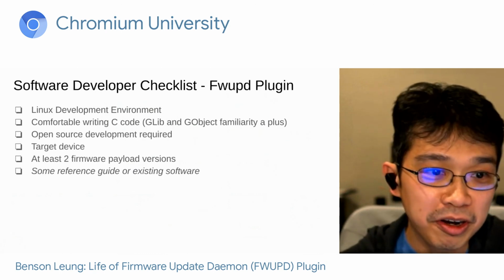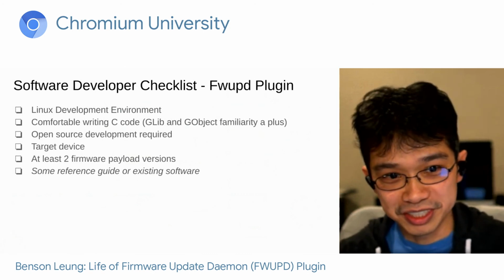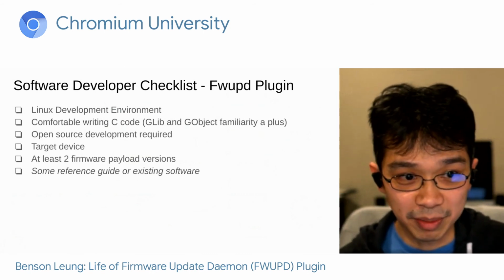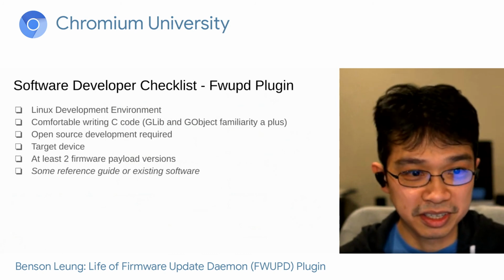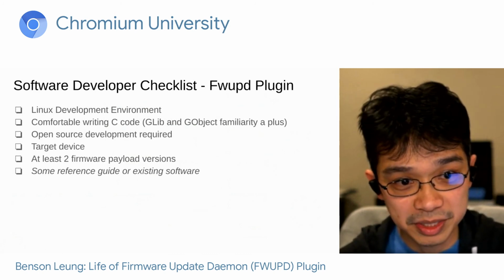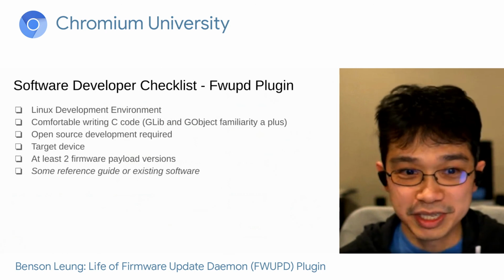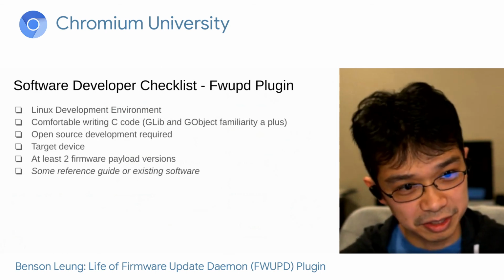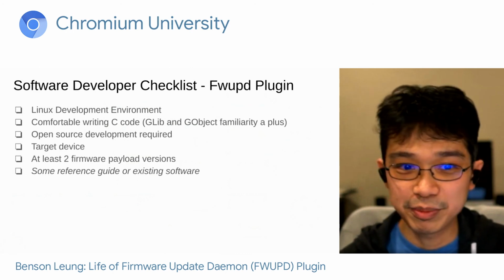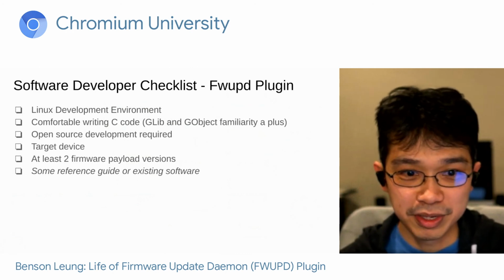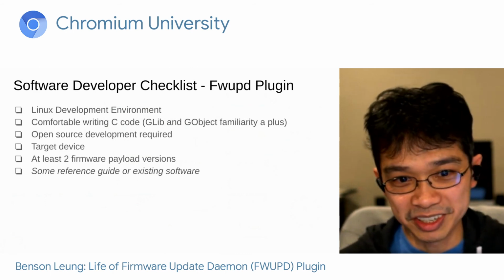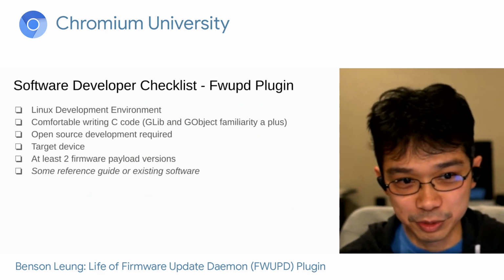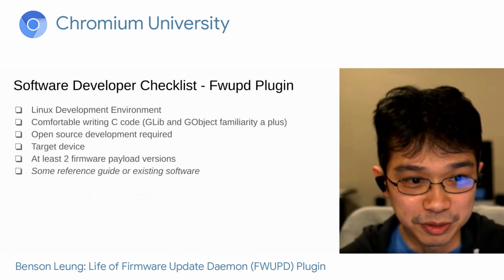So what hardware skills and software do you need to get started? This is a list I came up with based on my own experience and a bit of common sense. Number one, you'll need a Linux development environment, a PC or some system running Linux that you can develop on and that allows you to connect to the device you're updating. It doesn't have to be Chromium OS. Fwupd builds and runs on lots of different common Linux distributions. So if you've got Debian, Ubuntu, or Fedora, that's fine too.